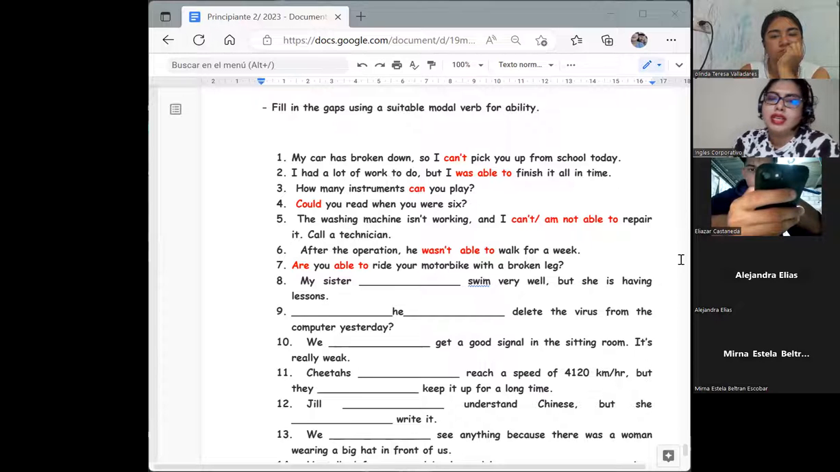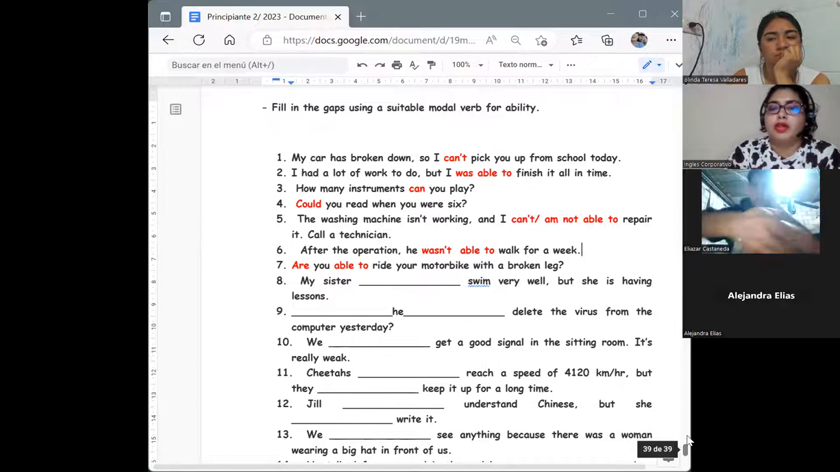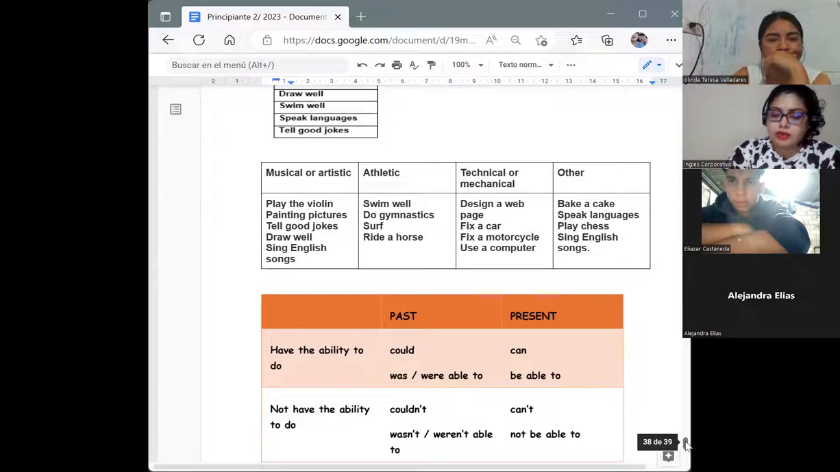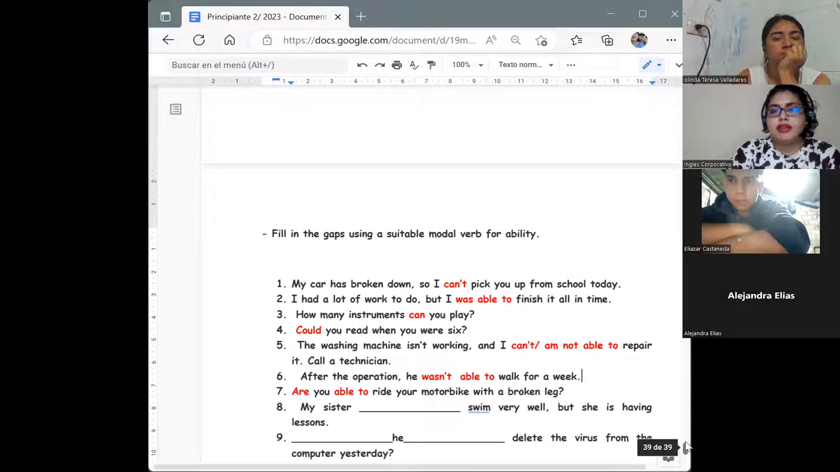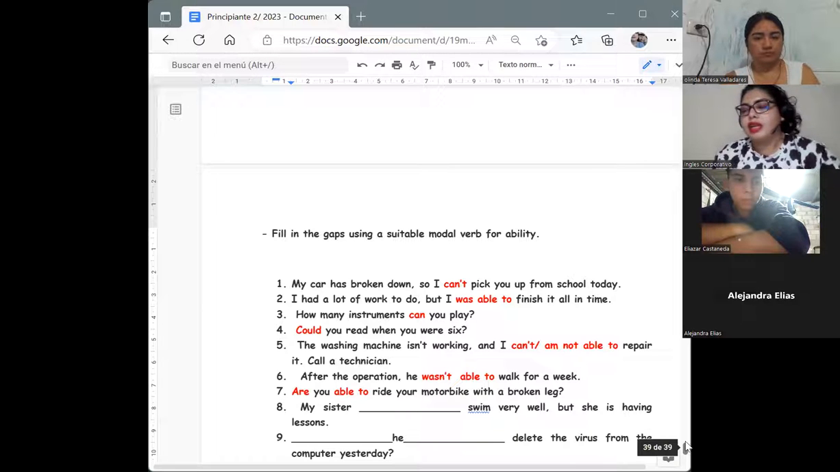Okay, we have 20 sentences, teníamos 20 oraciones, en las cuales íbamos a ir poniendo elementos que necesitábamos para nuestra oración, que en este caso era el uso de can in present and also in past. También el uso del was, were, be able to, and be able to in present. También tenemos para los negativos, couldn't, can't, wasn't, weren't able to, and not be able to. Ayer ya realizábamos 7 de estos ejercicios. Ahora voy a ponerles nada más las respuestas para que terminemos con esta parte.